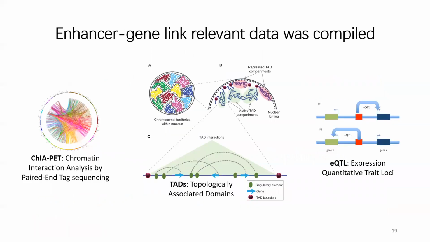So once I had my enhancer set, I collected EQTL data from GTEx, ChIA-PET, 5C and Hi-C data from ENCODE, and hierarchical TAD data from Psychic. And I'm just going to go over each of these experiments quickly to explain why they're relevant to enhancer gene links.